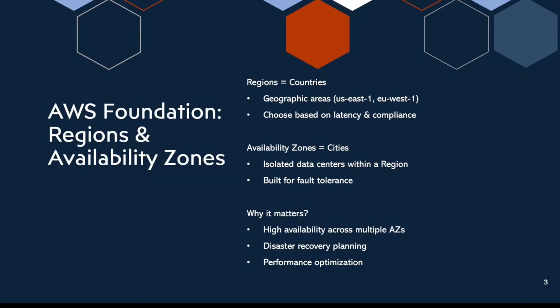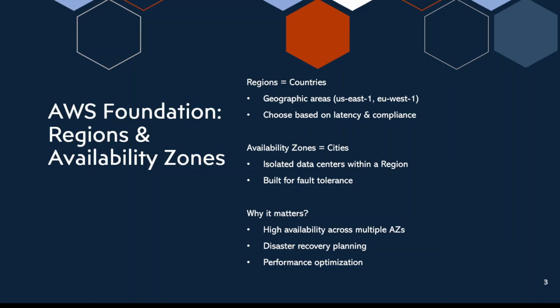So now, what are the availability zones? As the regions are the countries, the availability zones are the cities within the regions. A single region can have multiple availability zones. Availability zones are isolated data centers, right, for fault tolerance.